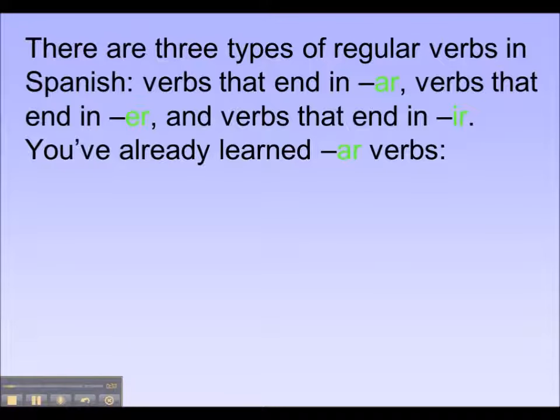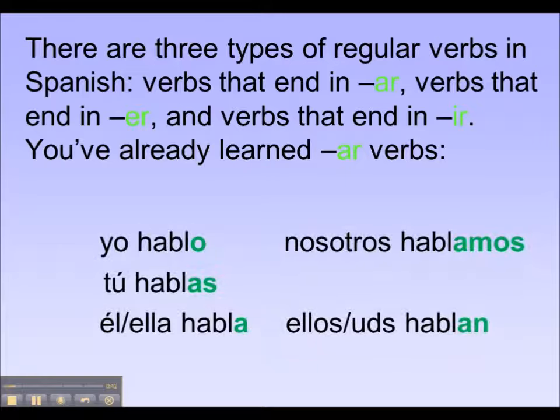We've learned so far the rules for conjugating AR verbs. You know these. To conjugate an AR verb, you kick off the AR and you add the appropriate ending. The endings are here in green: o, as, a, amos, an. Now, if there's a verb that ends in AR but does not follow these rules, like the verb estar, because when we say yo estoy, it ends in an OY, we call that an irregular verb.